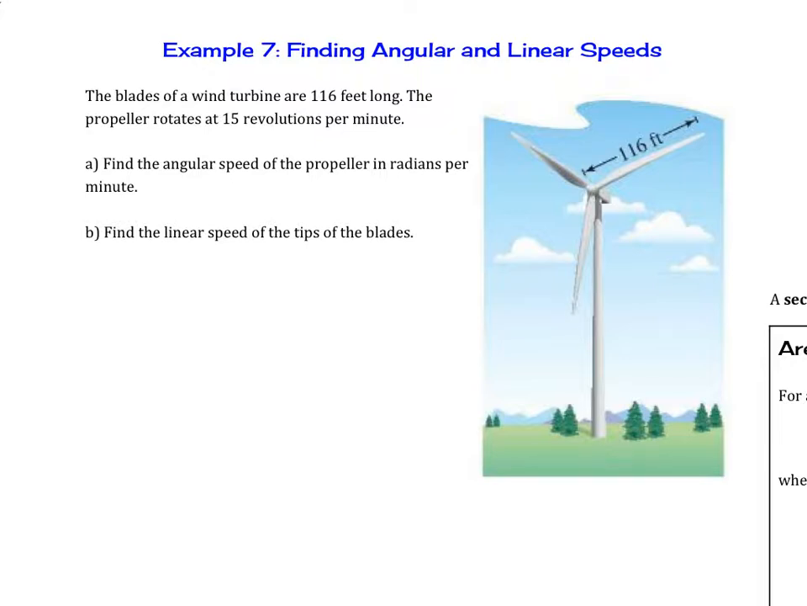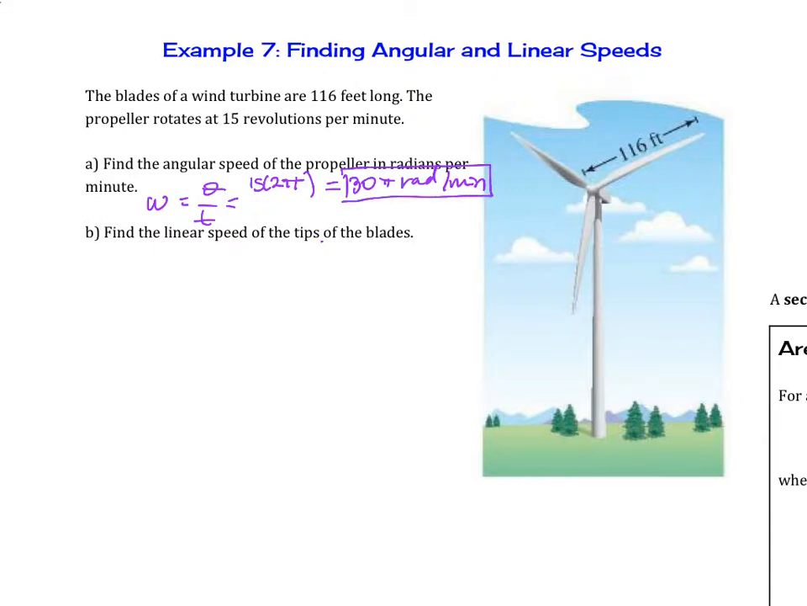So the angular speed is theta over time. In this case, it is 15 revolutions per minute. So that's 15 times 2 pi, since one revolution is 2 pi. That ends up being 30 pi radians per minute, and that is our angular speed.